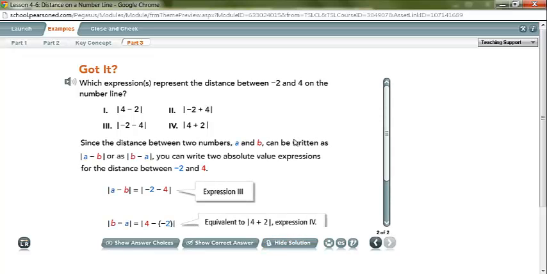Okay, thank you for coming back. So we have -2 and 4. We're going to say -2 minus 4. So we're going to write it as -2 minus 4. So it is expression 3.